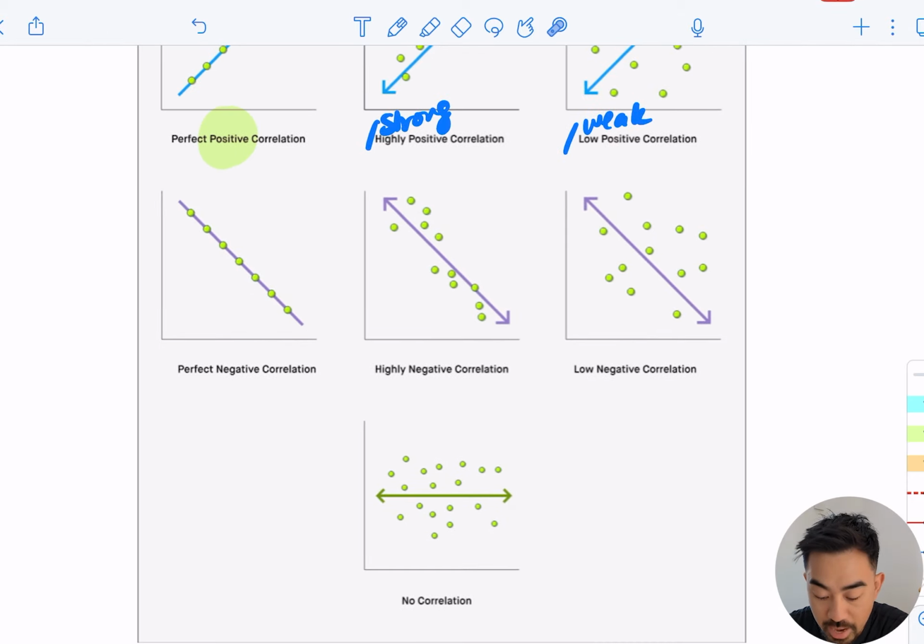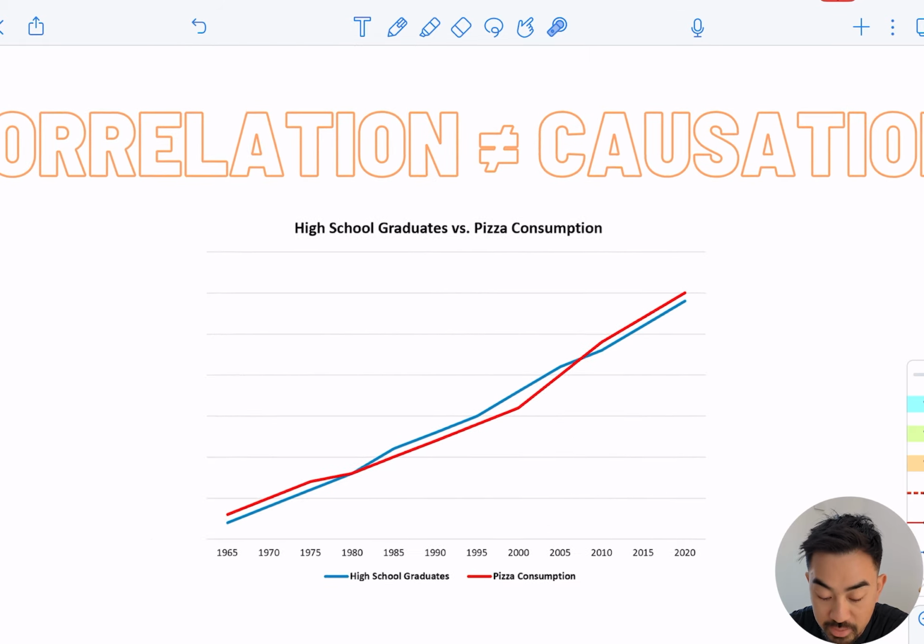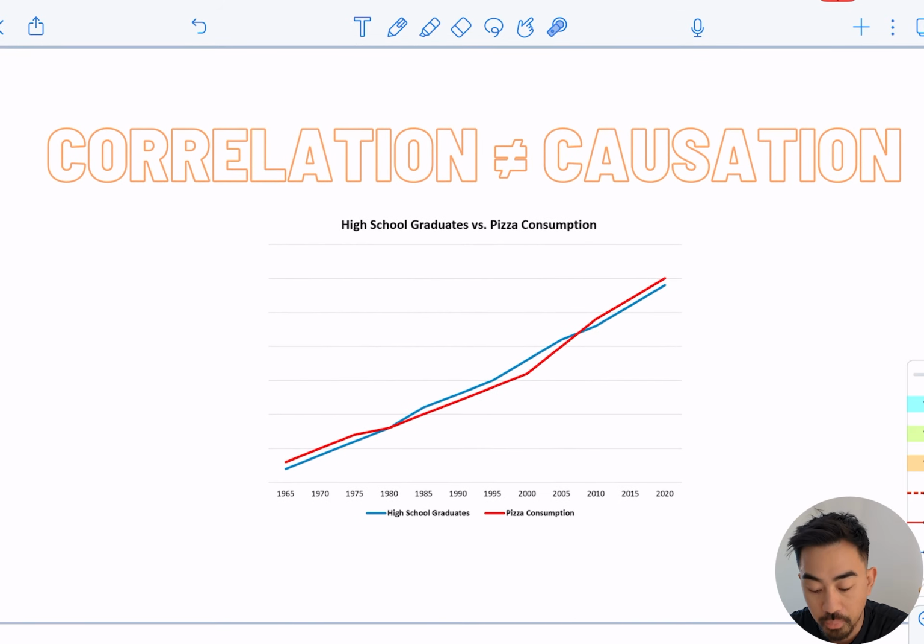Okay, now I also want to talk about one aspect: correlation doesn't imply causation. I'm sure you've heard of this before, but basically what it means is just because things correlate doesn't mean that they actually are caused by one another. In this case, you can see we've got high school graduates and pizza consumption. Just because they correlate doesn't mean that one is caused by the other, because clearly you'd assume that because there's more high school graduates, that shouldn't cause more eating of pizza necessarily. Okay, so just be careful there.